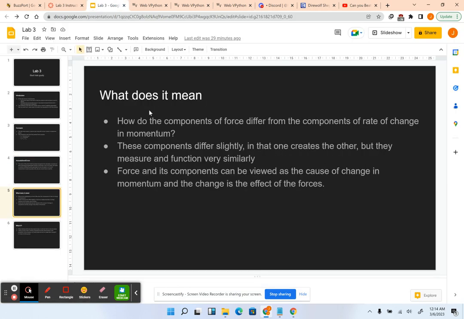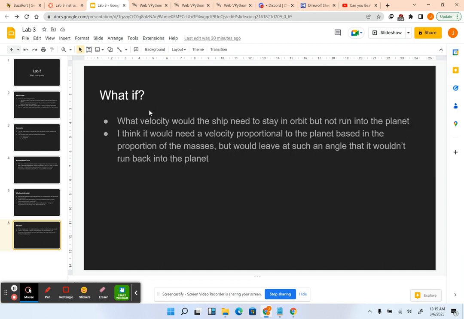And then, what does it mean? How do the components of the force differ from components of rate of change? Conceptually, they're the same. Mathematically speaking, Newton's equations actually have them be exactly the same. Force is considered the change in momentum over time, just like acceleration is change in velocity. It's the same thing; you're just adding mass to both. However, force can be viewed as the cause of change. Force is what makes something's momentum and velocity change, whereas change in momentum can more be viewed as the effect of the force.